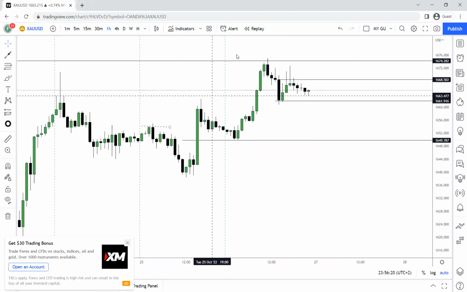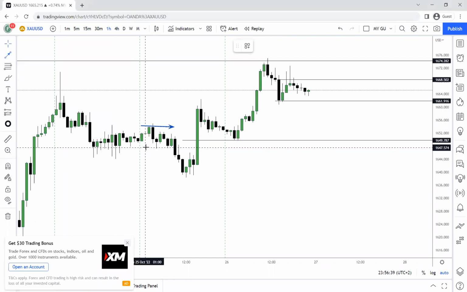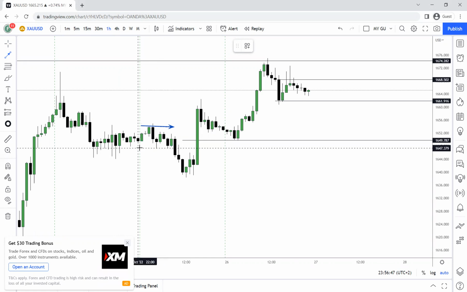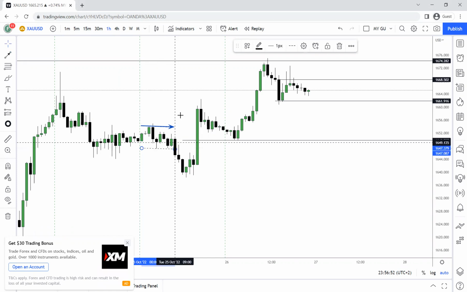So let's highlight that. The market opened right there, and this is the high that was created by the Asian session. And then what is our low that was created by our Asian session? Let's look for the 9 o'clock, 8 o'clock candle, right there. From there to here, that is our low that was created by our Asian session.